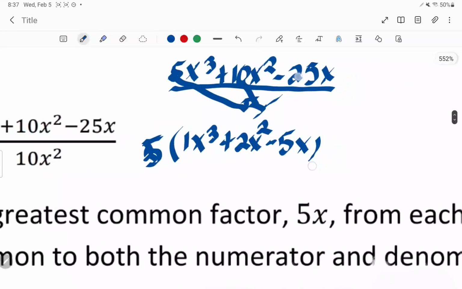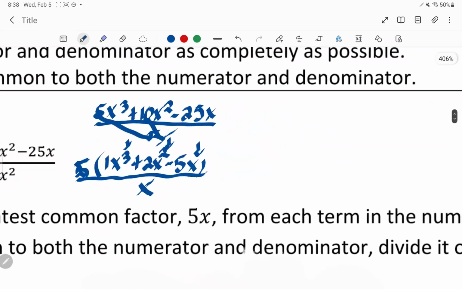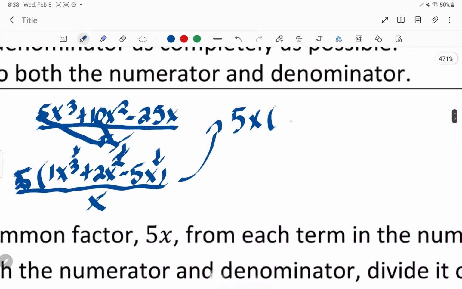Now we're going to do the same thing, but with the x's, right? So we're going to divide by x. What this is going to do is reduce the exponents by 1, okay? So this is what we're going to end up getting. Now we have 5 and x on the outside because we just divided by those. And we're going to end up with x squared plus 2x minus 5. Okay.